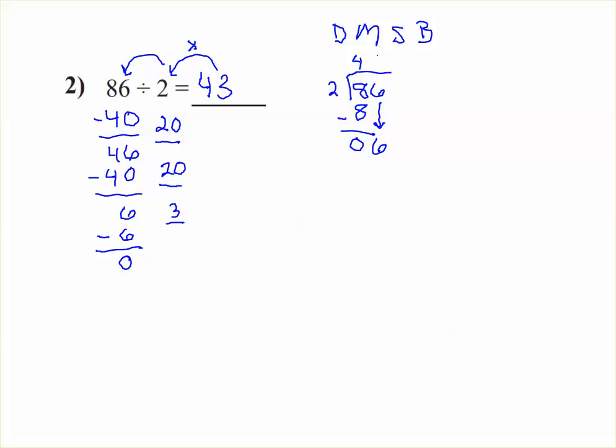2 goes into 6 3 times. I can get 3 groups of 2 into 6. If I had a van that had 6 seats, I could fit 3 groups of 2 people into it. 3 times 2 is 6. Subtract and I get a 0. There's nothing left to bring down, so my answer is 43, and the quotient over here was 43 also, so it's a match, isn't it?